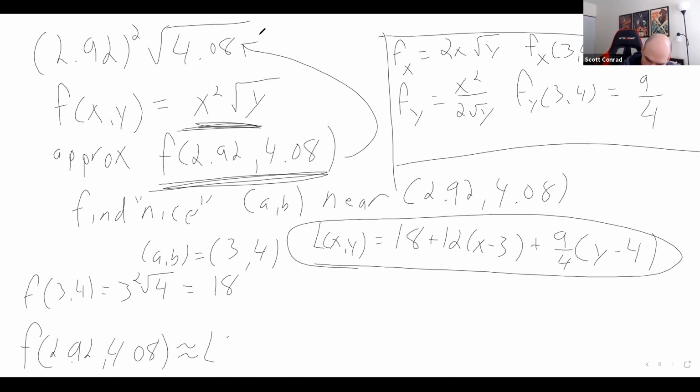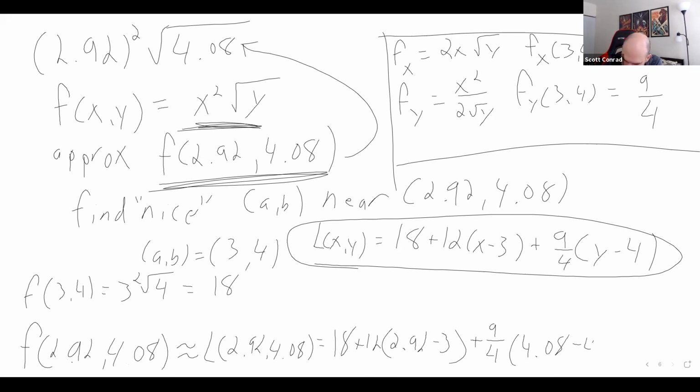So then the thing we wanted to approximate is approximately the linearization at the point (2.92, 4.08). So plugging in x equals 2.92, y equals 4.08: 18 plus 12 times 2.92 minus 3, plus 9 over 4 times 4.08 minus 4.